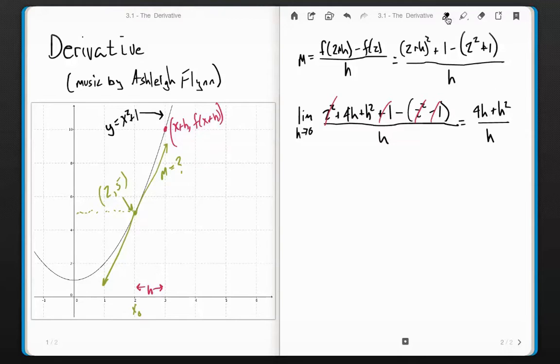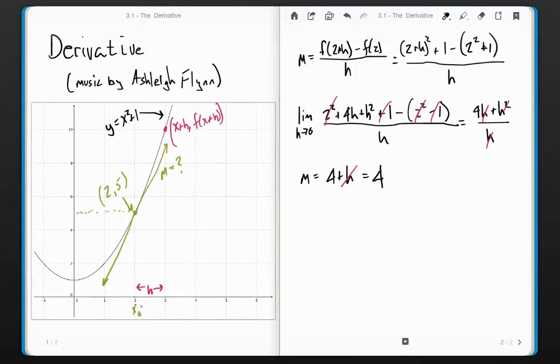And then we can do some canceling here. Get the red pen back. This h cancels with that, which cancels one of those. So this is old news. We know that the slope equals 4 plus h. And we know that h is going to 0. So we know that the slope really just equals 4.